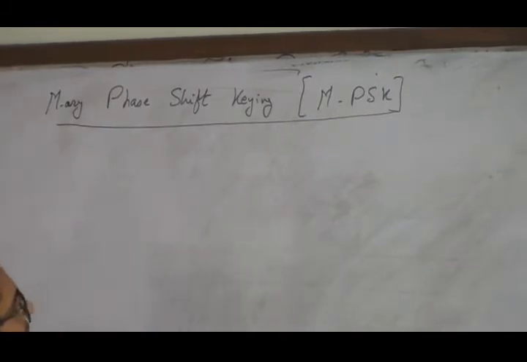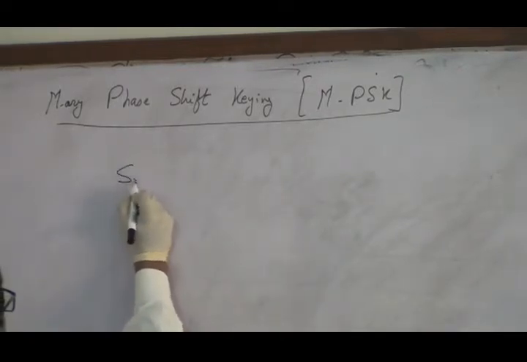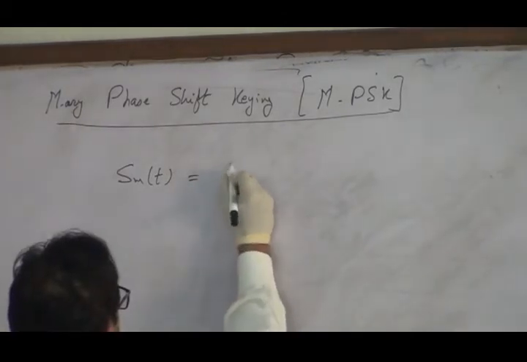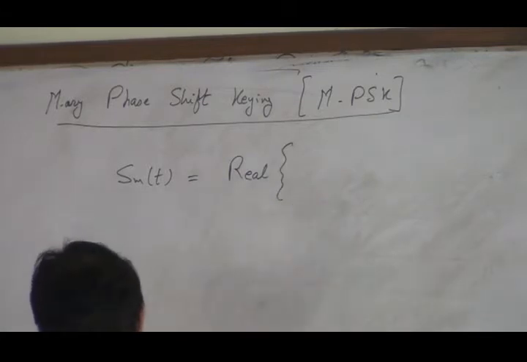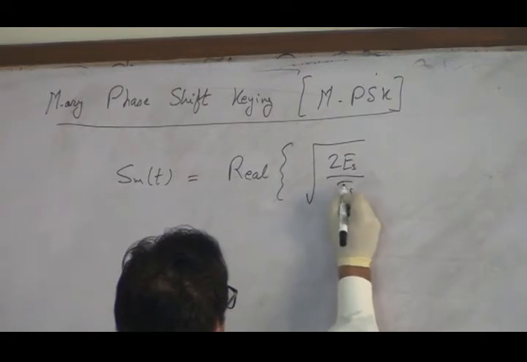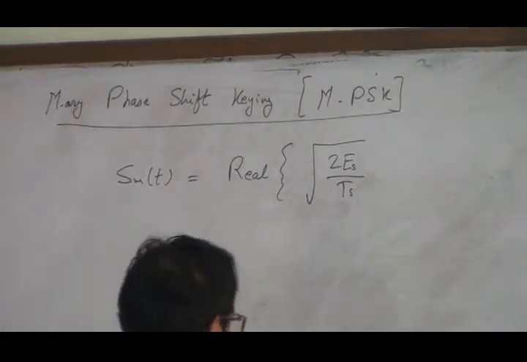By name, it suggests that the message signal's information has to be embedded in the phase of the carrier, right? So you are going to witness some changes in the carrier's phase, some addition in the carrier's phase in these analytical expressions. We again consider the mth modulated signal, which is expressed in exponential form as real of under root 2 Es divided by Ts. This is the carrier's amplitude, again expressed in terms of the symbol's energy and the symbol time Ts.